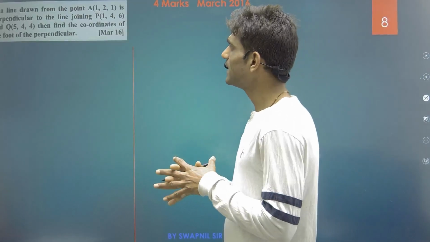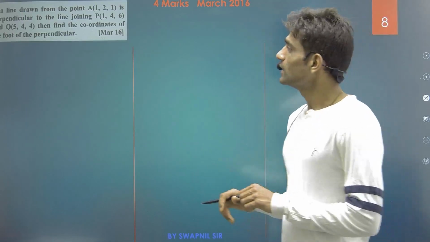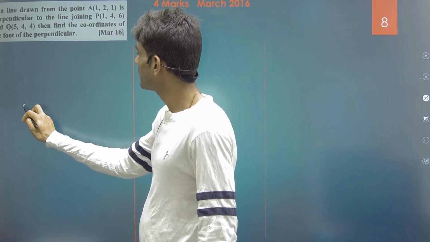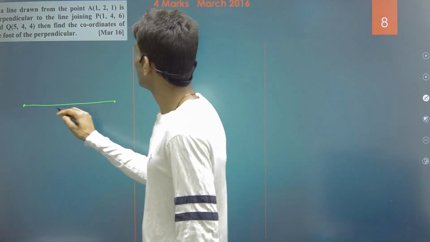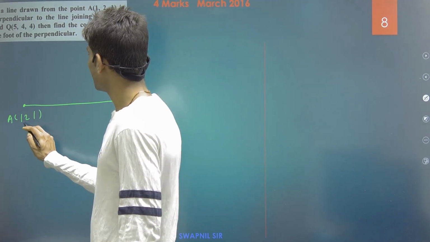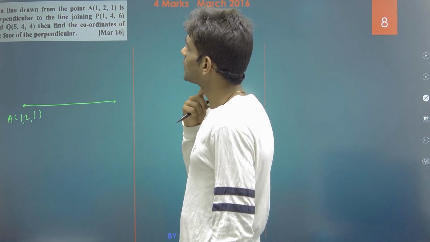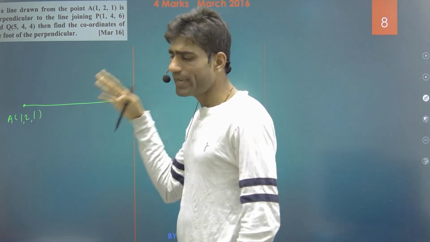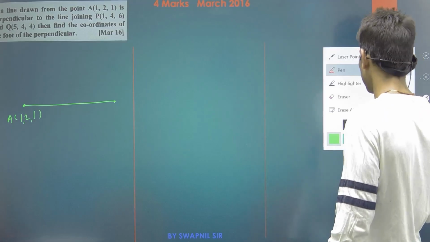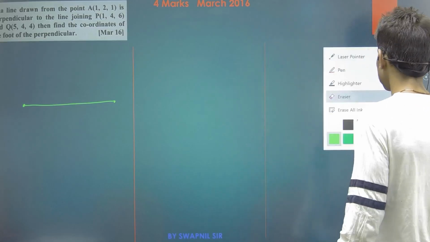Now, first of all, we have to plot the given data from our question. Here we have given point A, which gives us the vertices 1, 2, 1. Point A is perpendicular to the line joining points P and Q. We have the line segment PQ, and A is the point from which the perpendicular is drawn to our given line segment.